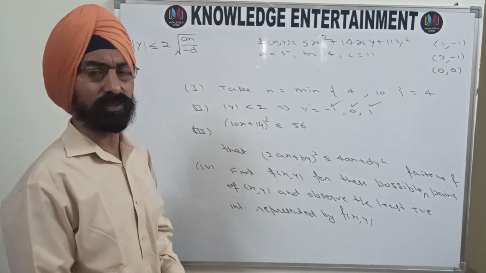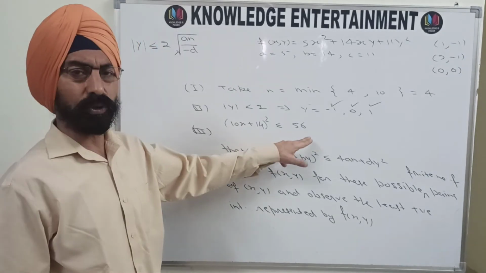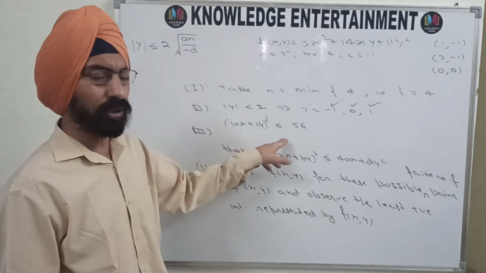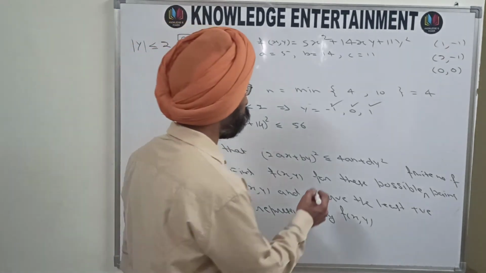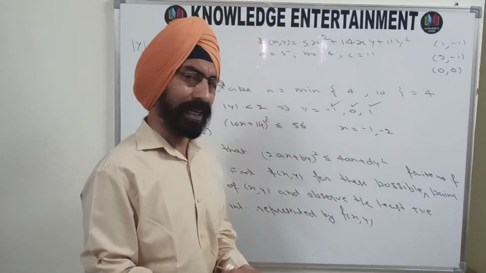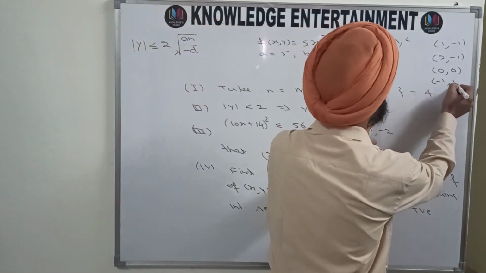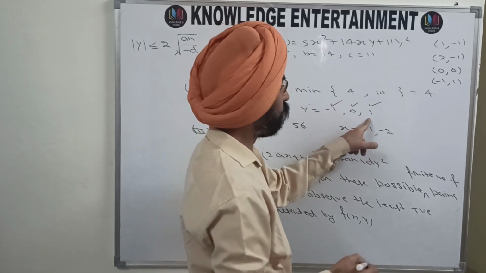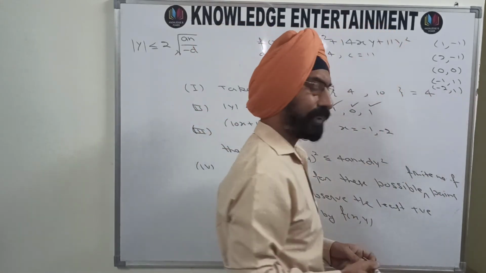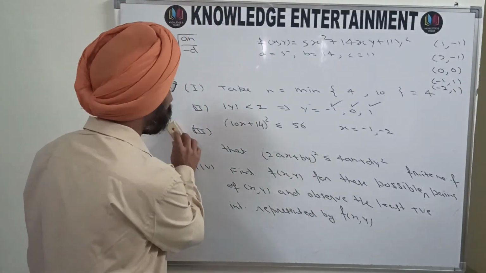Take x to be minus 1 or minus 2. If you take minus 1, it is 16 less than or equal to 56, okay. If you take x to be minus 2, it is 36 less than or equal to 56, once again okay. So the two values are minus 1 and minus 2, and the two pairs are minus 1, 1, and the other pair is minus 2, 1. So these are all the possible pairs we have obtained. And now move on to the final step.